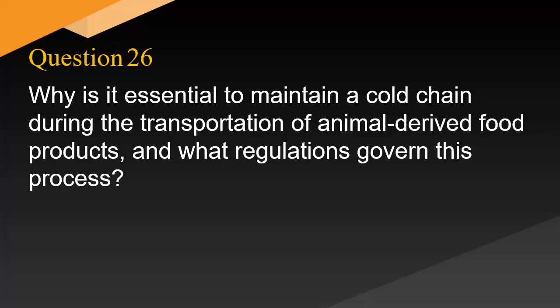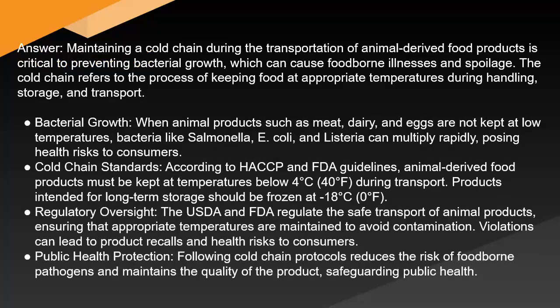Why is it essential to maintain a cold chain during the transportation of animal-derived food products, and what regulations govern this process? Answer: maintaining a cold chain during the transportation of animal-derived food products is critical to preventing bacterial growth, which can cause foodborne illnesses and spoilage. The cold chain refers to the process of keeping food at appropriate temperatures during handling, storage, and transport.